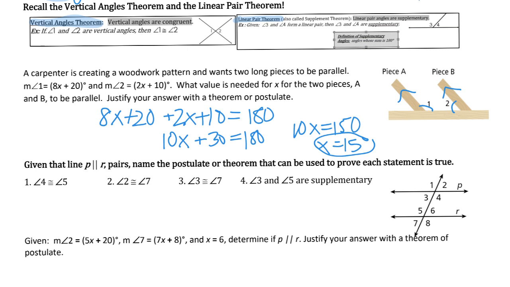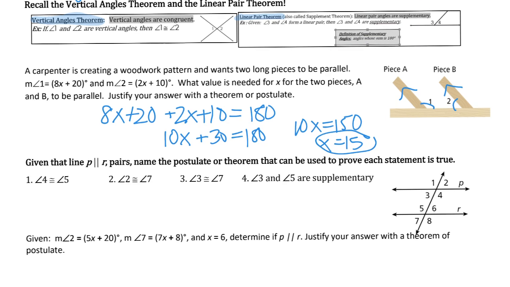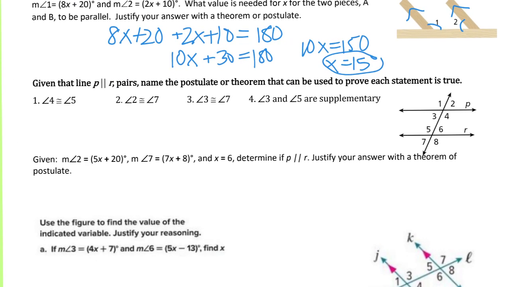And so if we want to say the whole thing, same side interior angles theorem. There you go. And so the next part says, can you tell the theorem that would state each one of these as to why it would be true? Okay, so here we go.